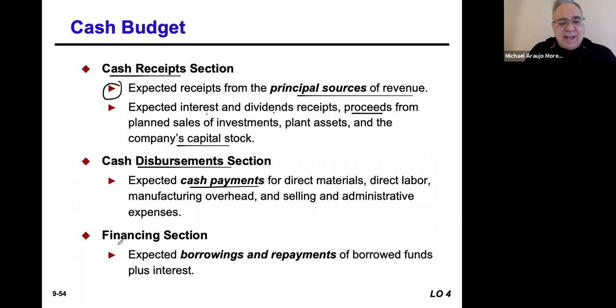The financing section is really about meeting those needs. Sometimes you need to borrow money, and so the financing section will sometimes show the need to borrow some money. If you're borrowing money in one quarter, you're going to be paying it back usually in the next quarter. And so you need to budget for that as well, showing the repayment of that. Of course, you're not just repaying the funds, you're also repaying it with interest. So that means you need more cash.